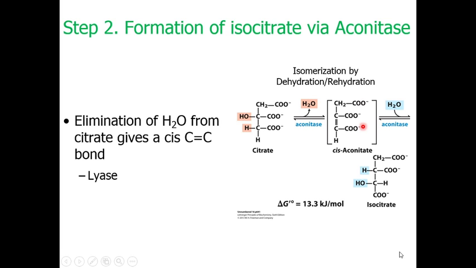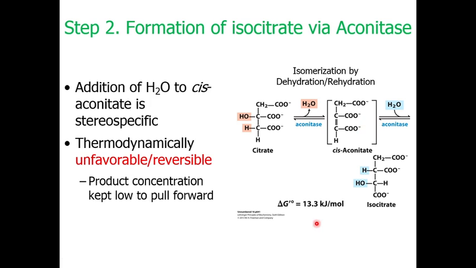Addition of water to cis-aconitate is stereospecific. And most importantly, the standard free energy change is positive, and hence the reaction is unfavorable and reversible. But the product concentration is kept low to pull the reaction forward, which means that isocitrate is constantly carried over for the next reaction. The dehydration and rehydration of citrate to isocitrate is catalyzed by the Iron-Sulfur Center in the enzyme aconitase.